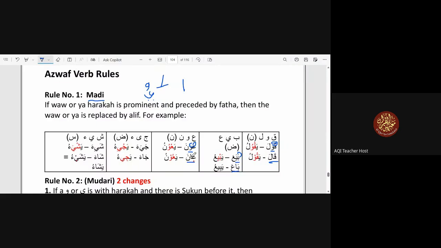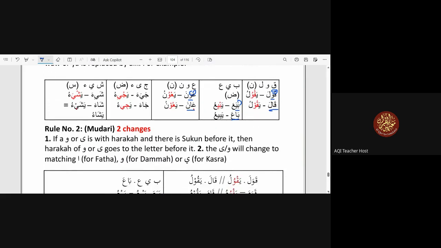Okay, so here are the changes that happen. They are quite similar. So jawa'a becomes ja'a, sha'iya becomes sha'a. Okay, so this is for the madi verb. So rule number 1 for the madi verb: where waw or ya is prominent and preceded by fatha, they are replaced by alif. Now we'll go to rule number 2.